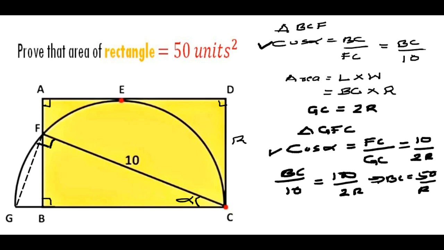Now if you go back to the area, remember we found the area was BC times R, and BC we found is 50 over R, then times R, and R is just R. So here R will cancel with R, we remain with area to be 50, and that is how to solve that case.